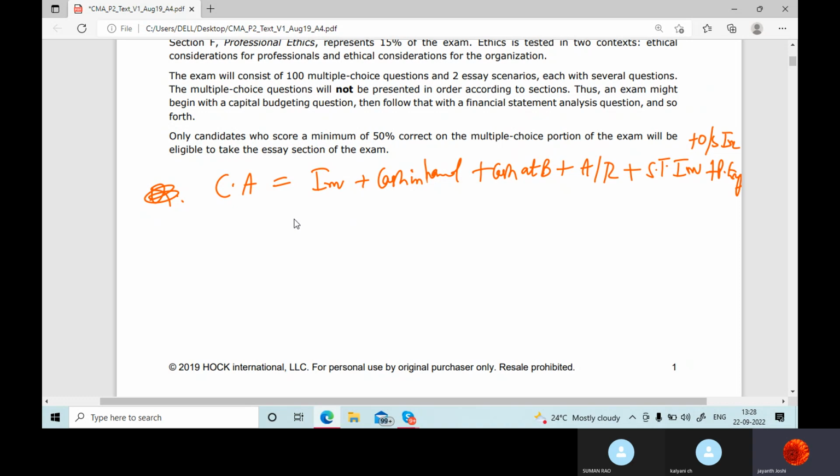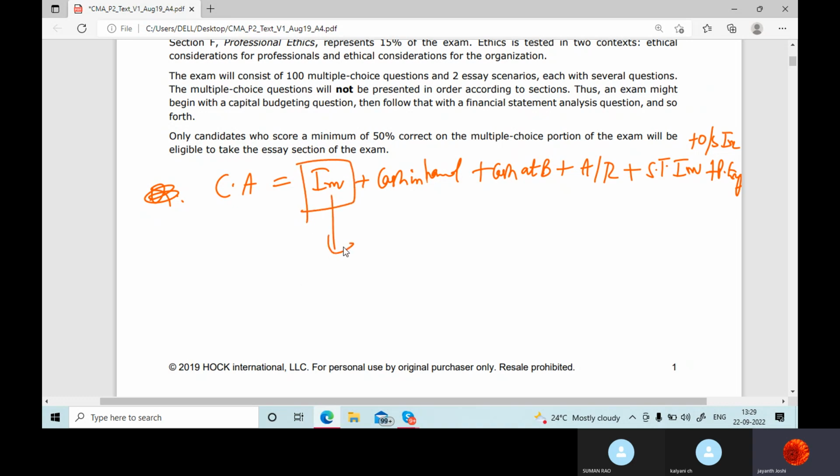That means which is of the highest tangible nature. Let me tell you what is tangible. Tangible is nothing but which has physical substance. Tangible means something which has physical substance, which you can touch, you can see. So which current asset amongst all of this is the most tangible one? Of course, it is inventory.